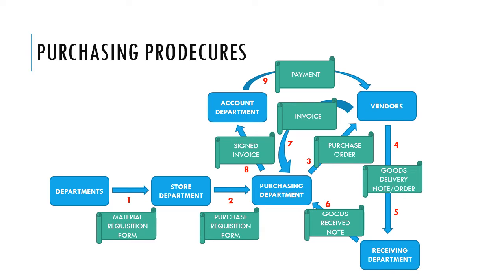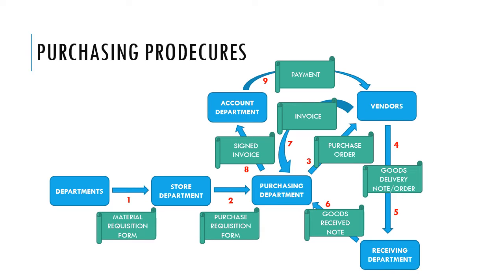So once purchasing department receive purchase requisition form, they will start issuing purchase order and send the purchase order to the vendors. So purchase order is the intent to purchase. So when purchasing department issue purchase order to vendor, the vendor will prepare the product as needed and they will deliver the product to the receiving department together with the goods delivery notes or order. So goods delivery notes and order is the summary of the product that the vendor sent to the receiving department.